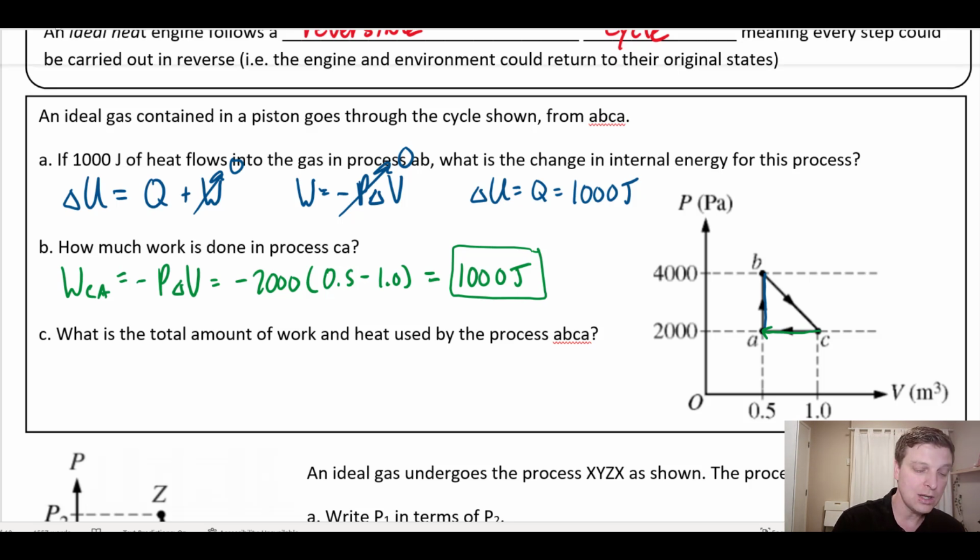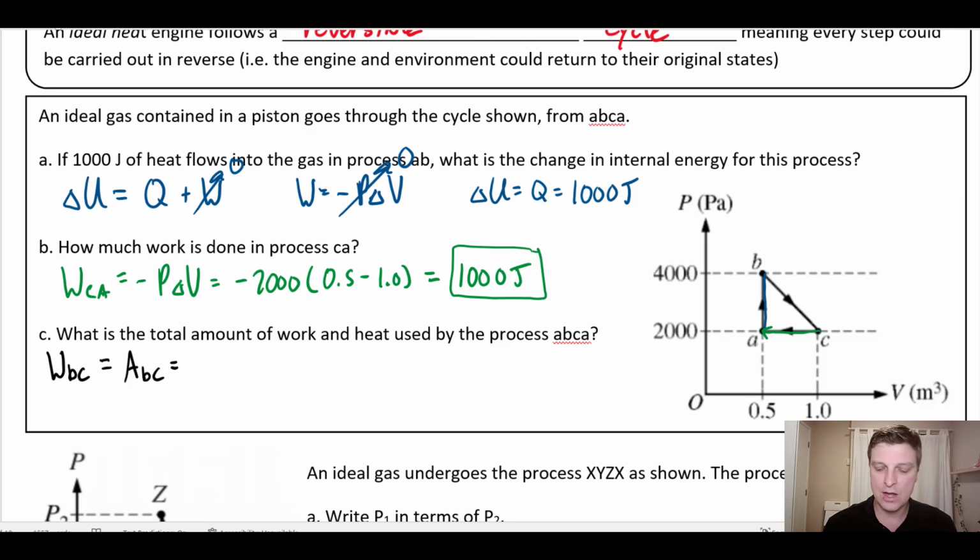So I could just say, okay, what's the work done in process BC? That's my last step to figure out. Well, the work done in process BC is really just going to be the area below the curve as I move from B to C. Now, notice that as I go from B to C, I'm expanding, so I'm expecting a negative answer. And it absolutely is. The area is going to be negative in this case.